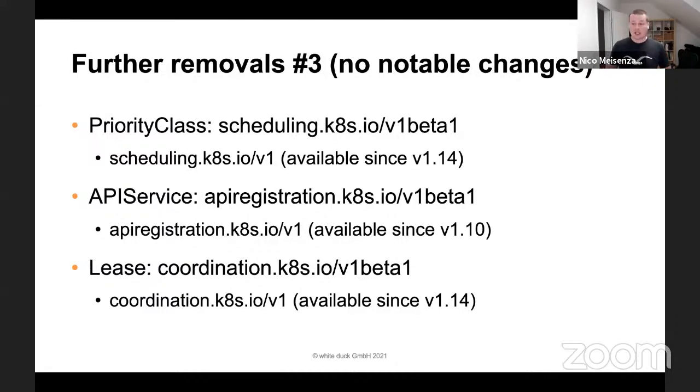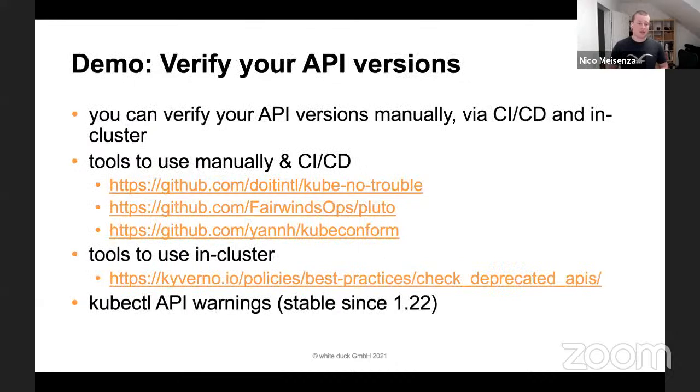So about how to do and how to check. There are some tools out there which you can use to validate your manifests. You can either do it via CLI manually. You can run them in CI/CD. So basically, checking them in pull requests, running build pipelines and stuff like this. And you can also validate within the cluster and just do some audit stuff here.